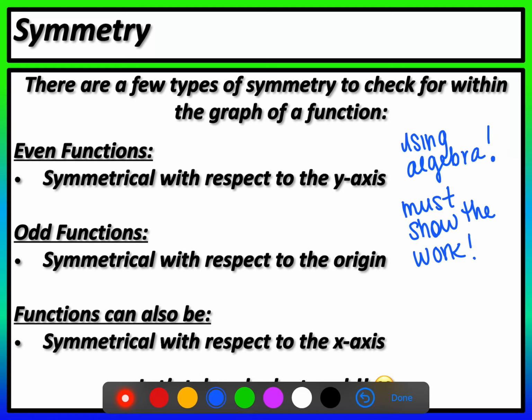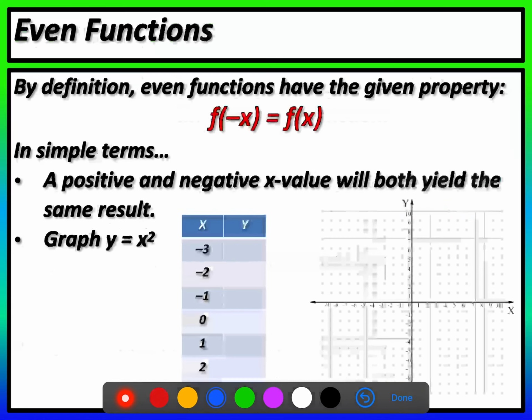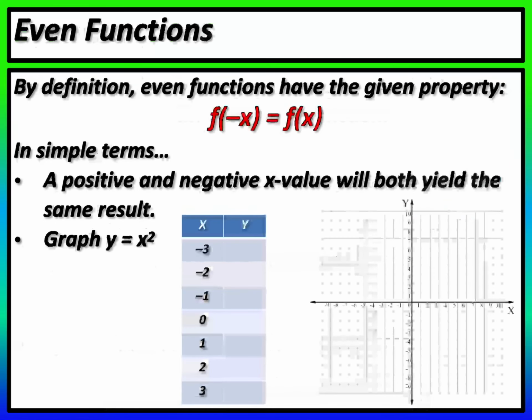Okay, so we must show our work to prove symmetry. We cannot just simply state, oh, it's even, it's odd, I can tell from the equation, I'm looking at the graph. We are proving it algebraically. This is very important.